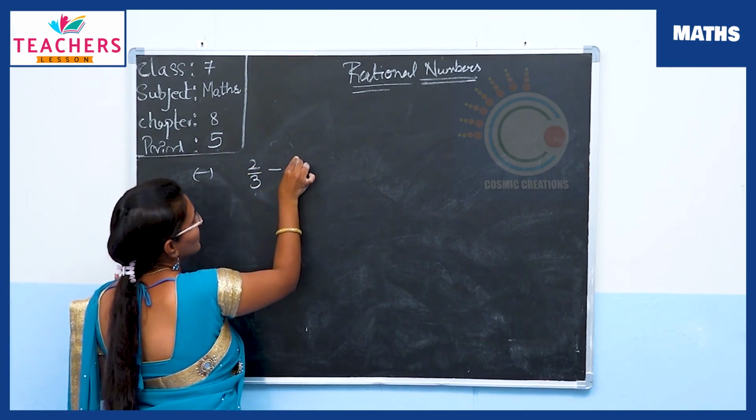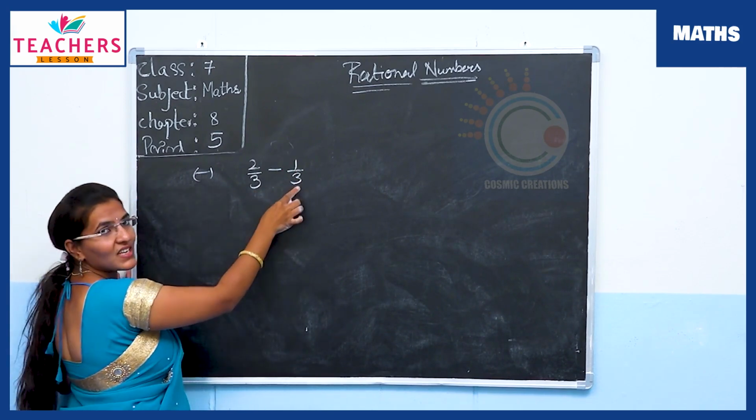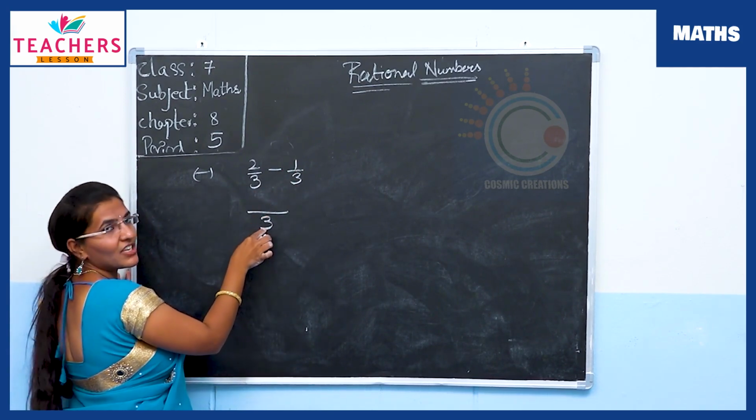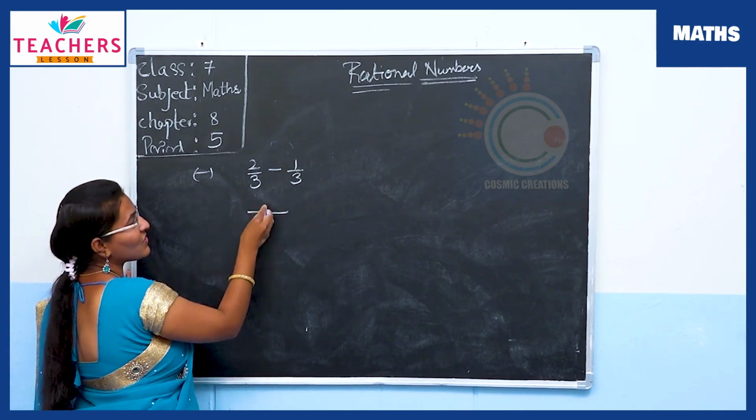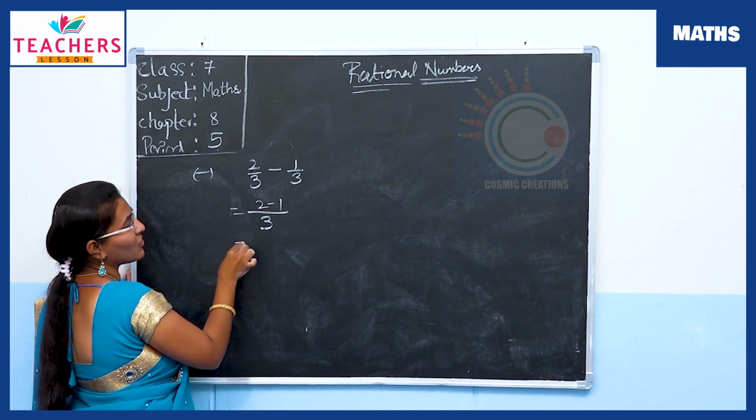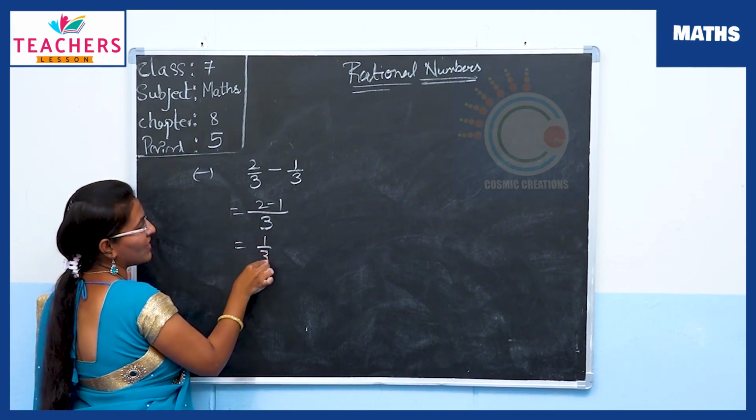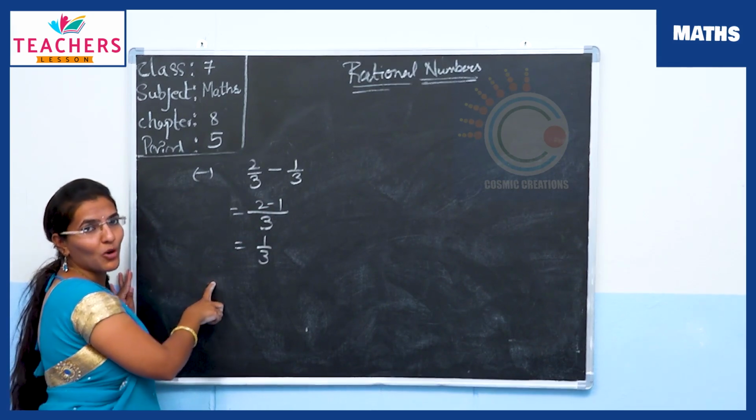How do you do the subtraction generally? 2/3 minus 1/3. If the denominators are the same, generally you see the denominator is common. 2 minus 1 is what? Yes, simply you write this. So 2 minus 1 is 1/3. So this is the subtraction operation.